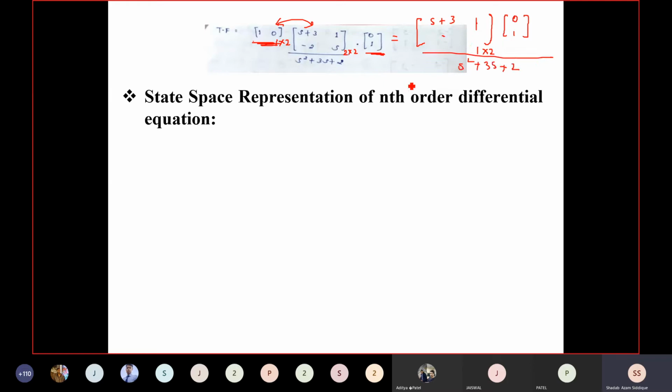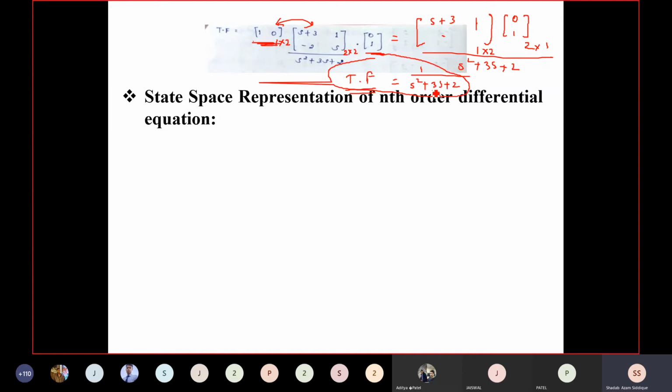Now you see here, you can have again multiplication. This is 1 cross 2 and this is 2 cross 1. What will we get after multiplication? A 1 cross 1 matrix. So this row will be multiplied with this column and added. S plus 3 multiplied with 0 will get 0, and plus 1 into 1 which will get 1. So this is basically 1 divided by S square plus 3S plus 2. So this is the overall transfer function of the given system, 1 divided by S square plus 3S plus 2.